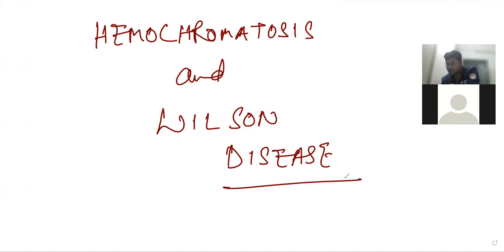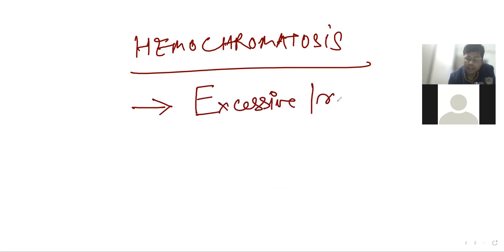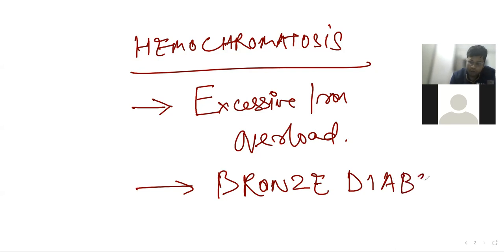Okay, so what is hemochromatosis? We'll discuss that first. This is a condition in which there is excessive overload of iron. That means there is excess of iron in the body, in the liver. This is also known as Brown's diabetes. This is being asked: what is Brown's diabetes? So hemochromatosis is also known as Brown's diabetes.